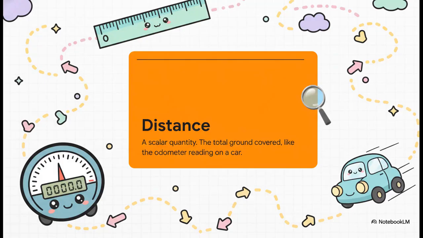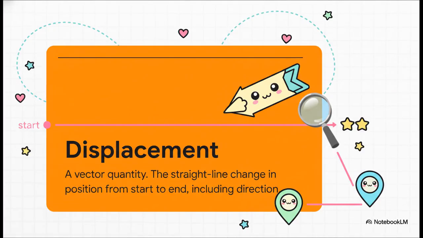So let's nail down these definitions. Distance is our scalar quantity. It only has magnitude. It's the total ground you covered. Think of it like the odometer in your car. It just keeps ticking up, counting every mile you drive, no matter if you're going in circles or in a straight line. It's just how much. Displacement, on the other hand, is our vector. It's all about your change in position. It doesn't care about the long, winding path you took. It only cares about the straight line from your start point to your end point, and the direction of that line. It's the ultimate shortcut.